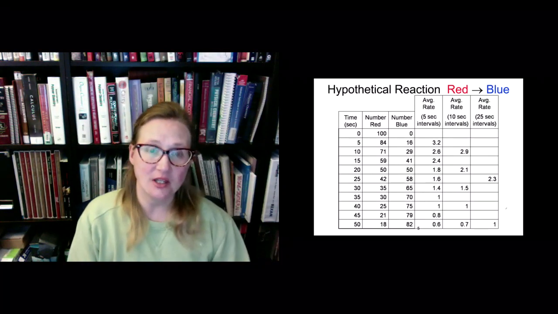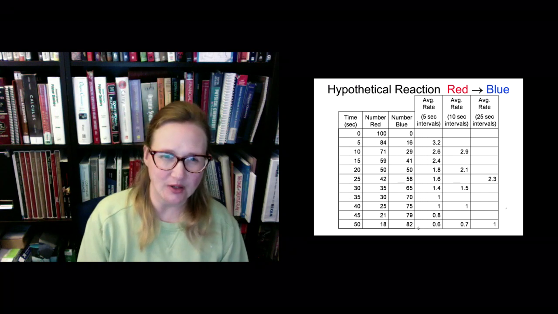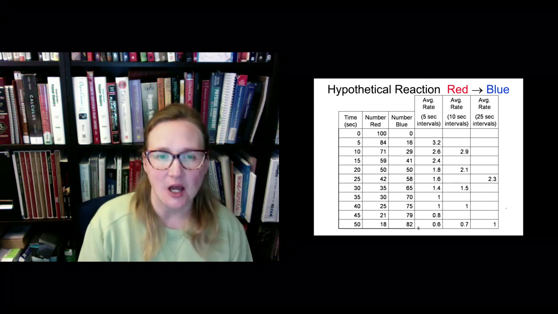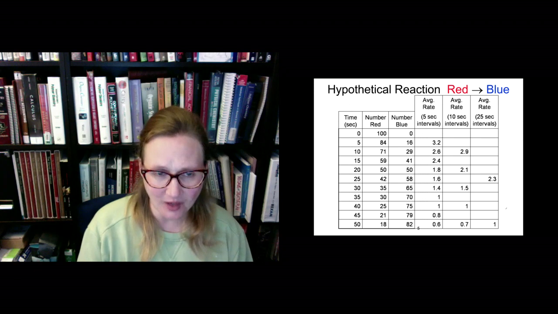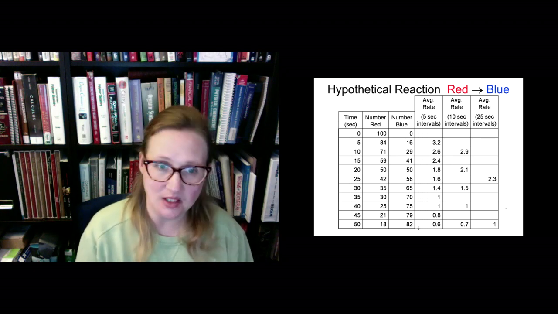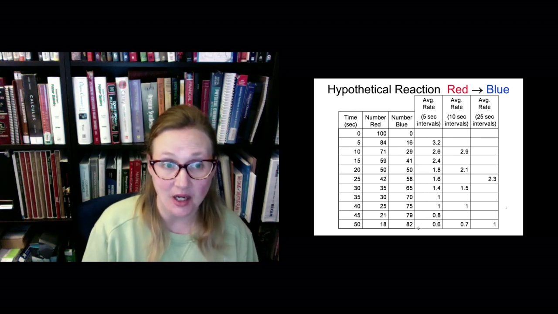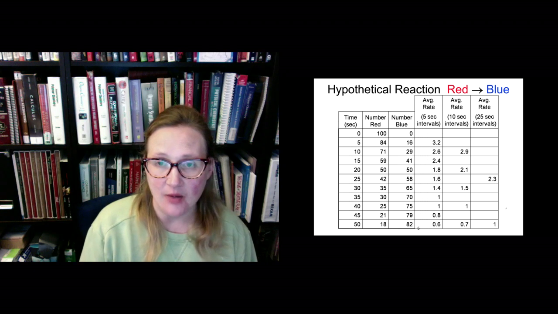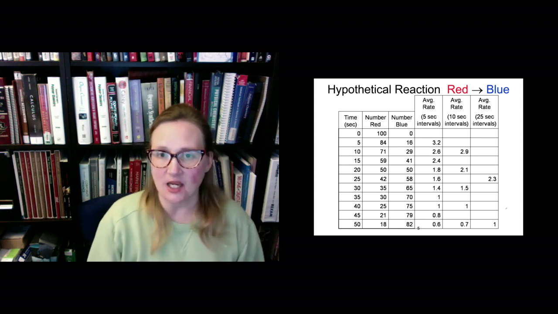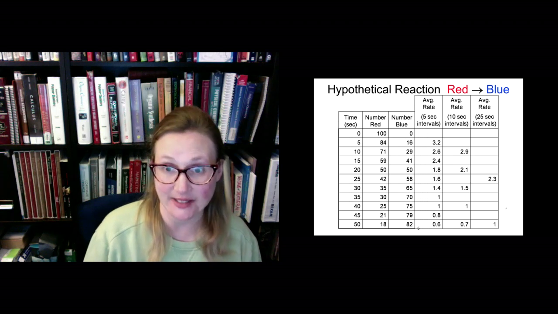Let's look at our hypothetical reaction. We're going from red to blue. We start out with 100 molecules of red and 0 molecules of blue. If we look at an average rate in 5-second intervals, this is a smaller time period. In fact, that's actually our sampling, so we have a point every 5 seconds. And the longer we extend out that average rate, the more it deviates from that instantaneous rate.